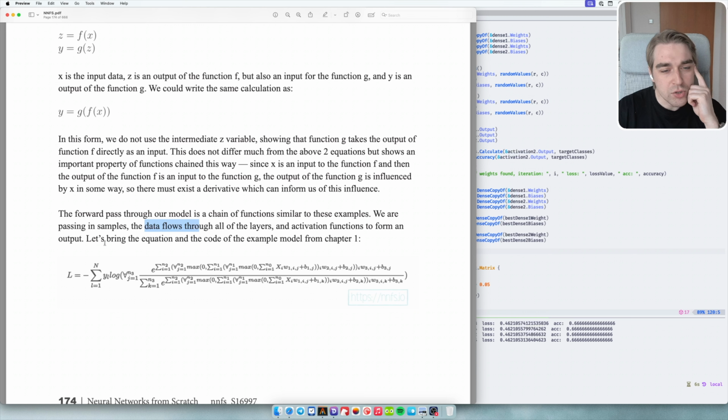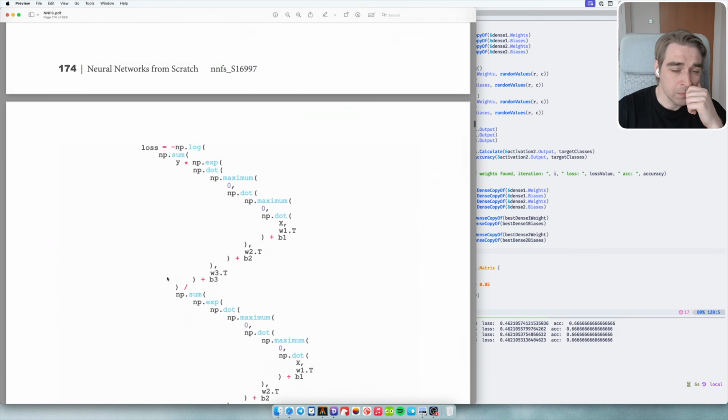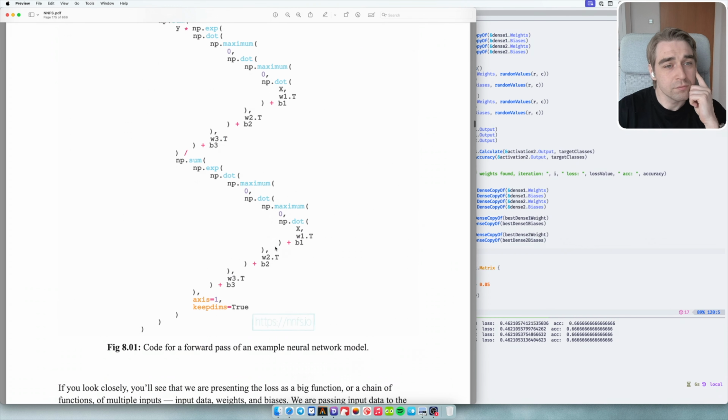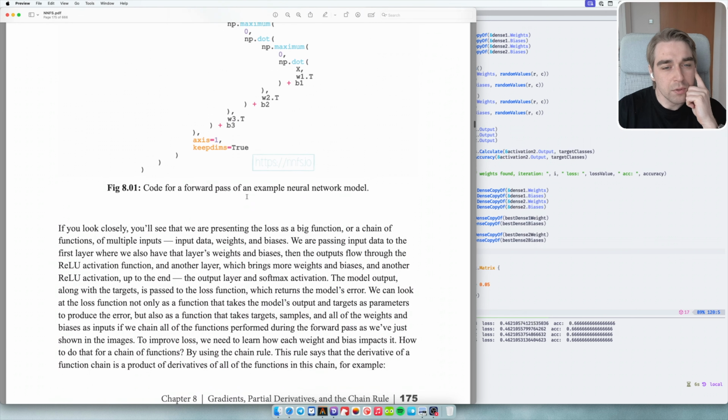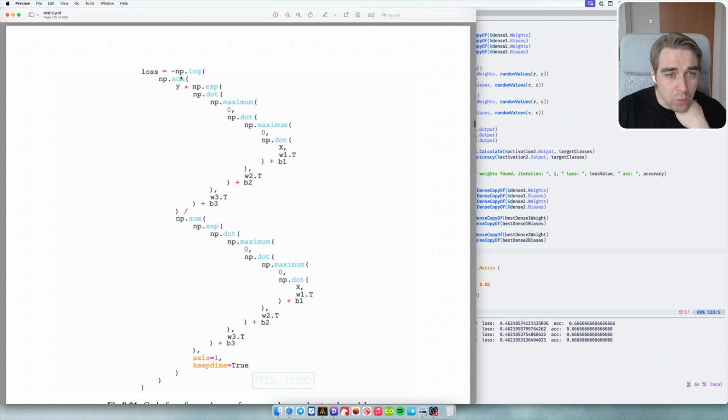Let's bring up the equation and the code of the example model from the chapter. It actually calculates the loss. Here we have the forward pass of an example neural network. If you look closely, you'll see that we are presenting the loss as a big function, or a chain of functions, of multiple inputs: input data, weights, and biases. So, for example, we have a chain of functions.